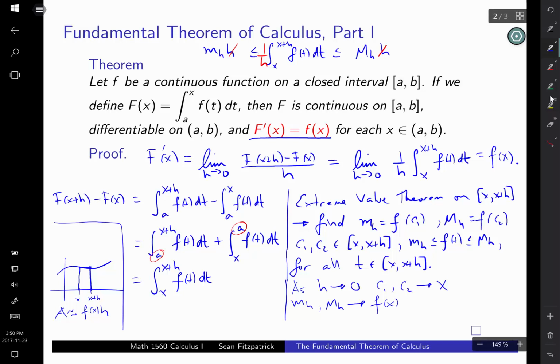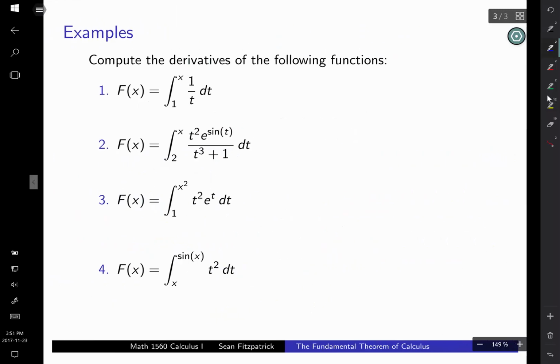Alright, so what can we do with the first part of the fundamental theorem of calculus? Well, it tells us that we can use integration to construct antiderivatives, and it also tells us how to take derivatives of functions that are defined via integration. So for example, in the first one, if f of x is the integral from 1 to x of 1 over t dt, well, what's f prime?